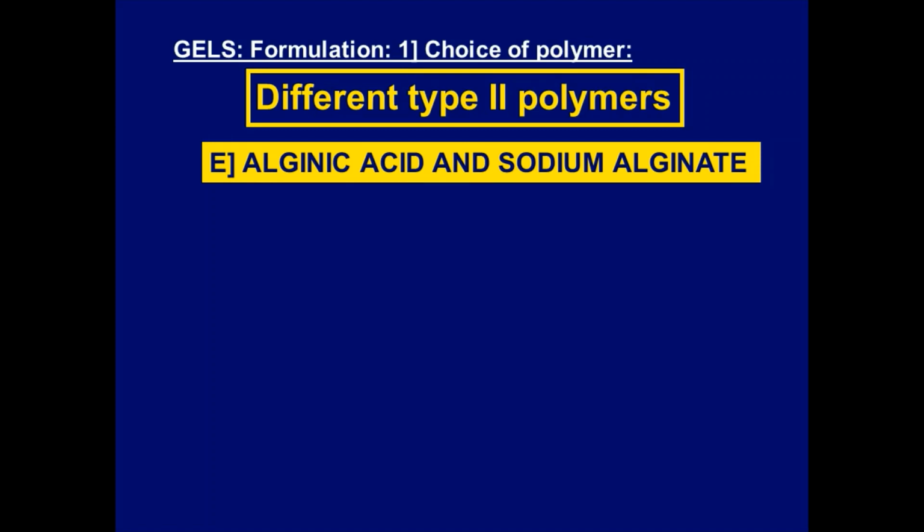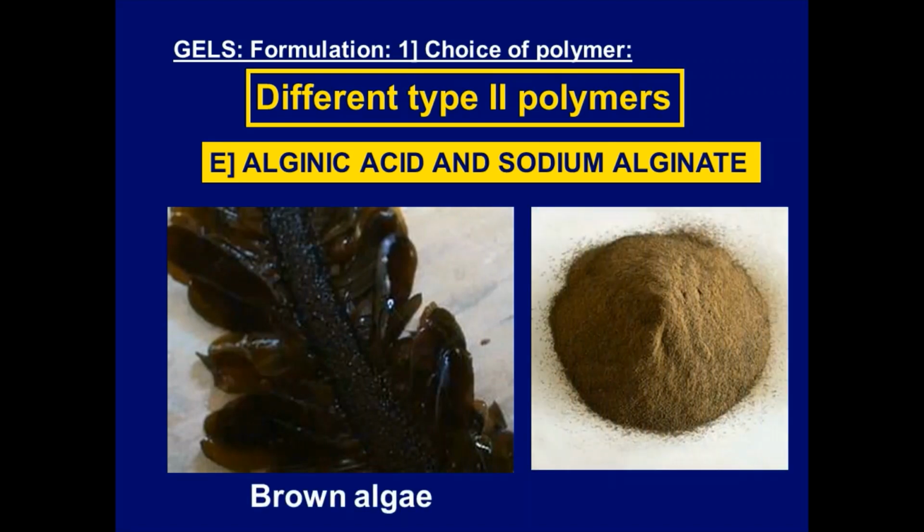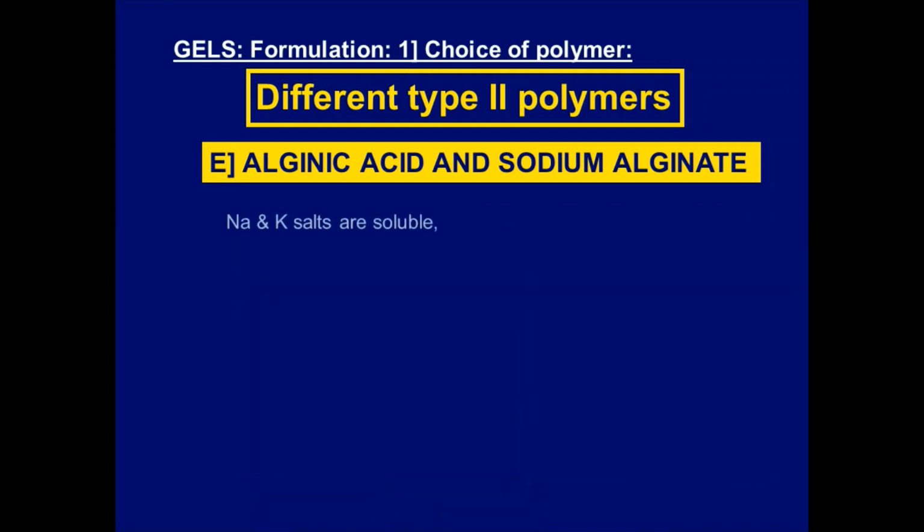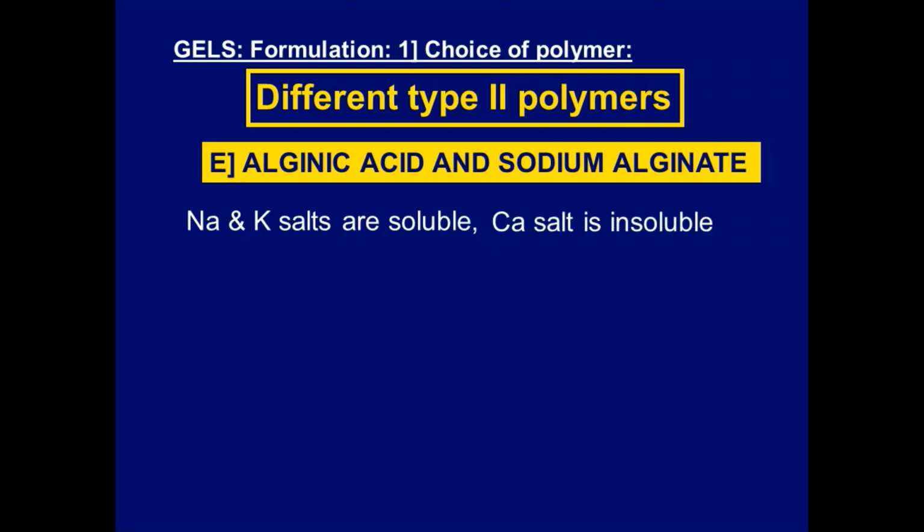Next, type 2 polymer is alginic acid and its salts. Please note that alginic acid is of natural origin. We can take it from brown algae and it is marketed as brownish powder as you see. For salts of alginic acid, sodium and potassium salts are soluble and they form gels, while calcium salt is of no gelling properties because simply it is insoluble.